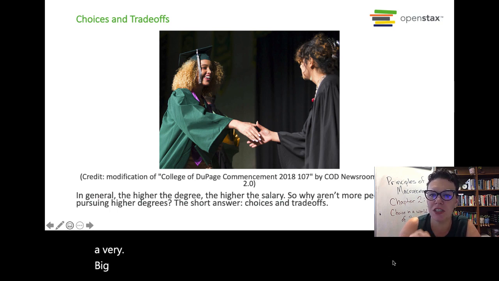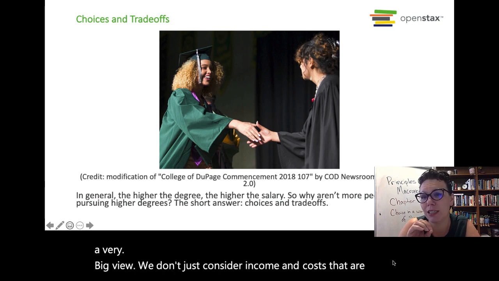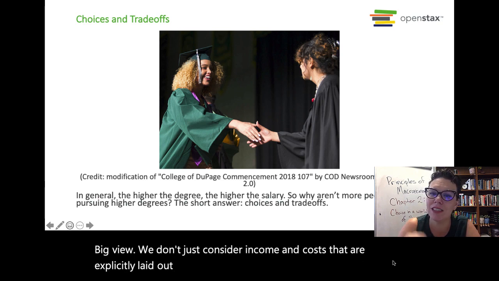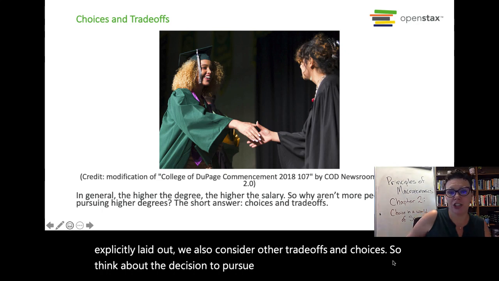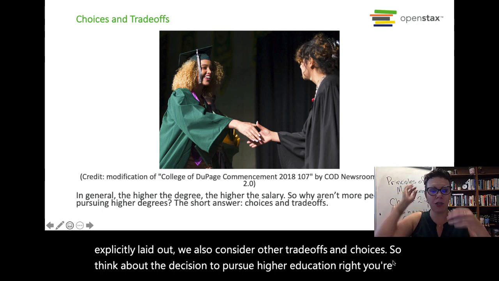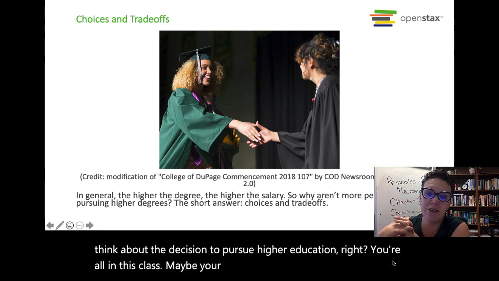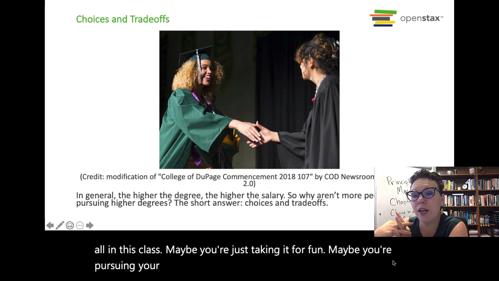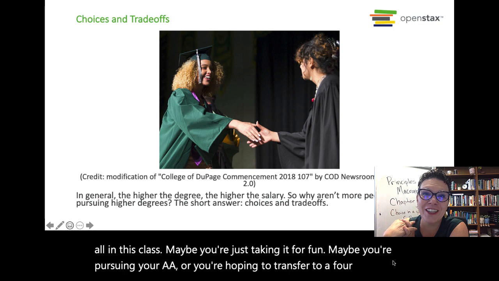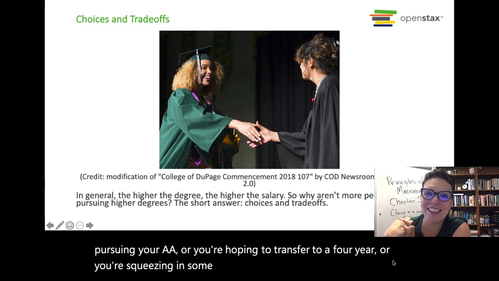So when we think about choices and trade-offs, economists try to take a very big view. We don't just consider income and costs that are explicitly laid out. We also consider other trade-offs and choices. So think about the decision to pursue higher education, right? You're all in this class, maybe you're just taking it for fun, maybe you're pursuing your AA, or you're hoping to transfer to a 4-year, or you're squeezing in some extra credits on the side.